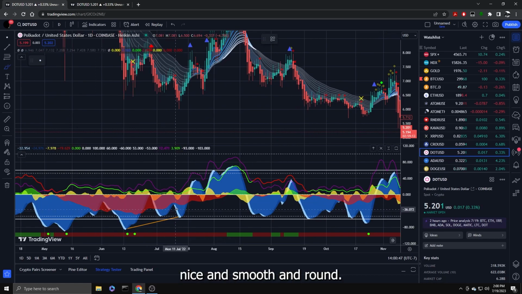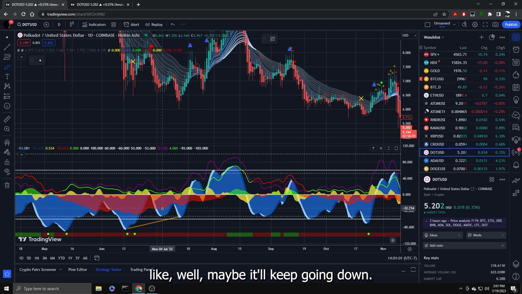Nice and smooth and round. It's in the red, so people are freaking out, but I'm watching how it's moving. And so I see an anchor wave, and then maybe a trigger wave here, but I wasn't sure yet. It was still kind of early in the cash flow. I was like, well, maybe it'll keep going down.